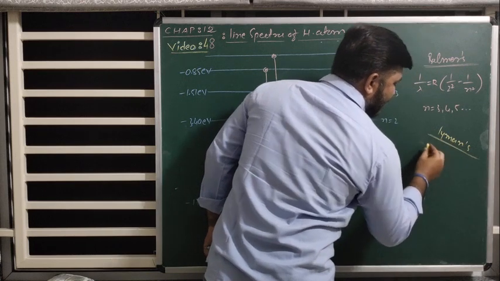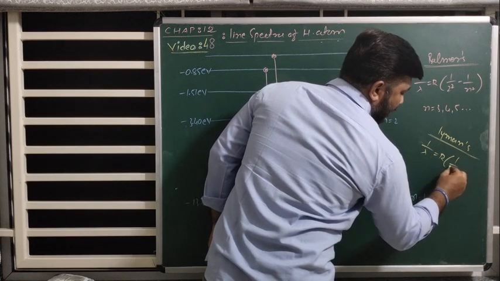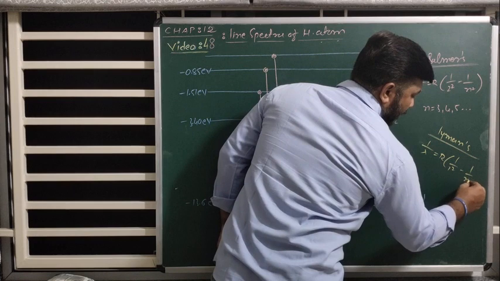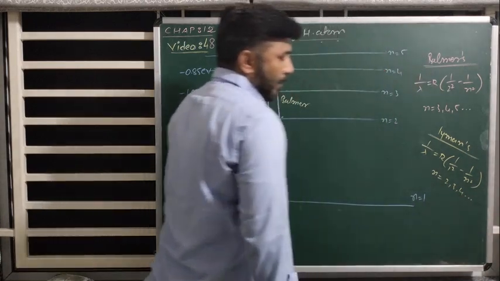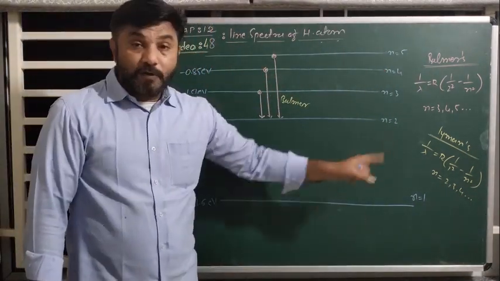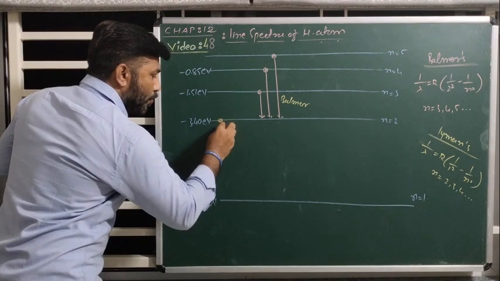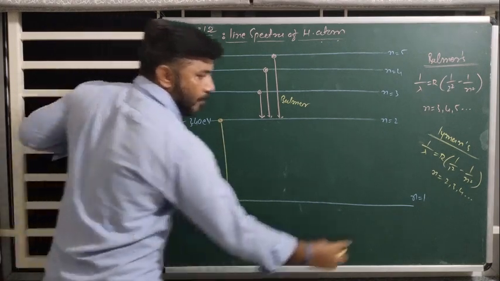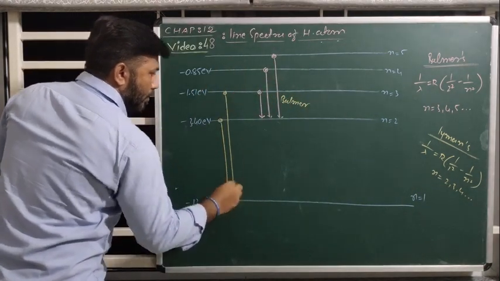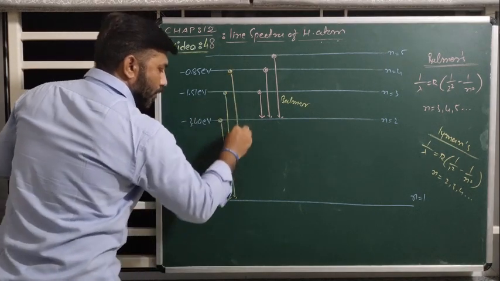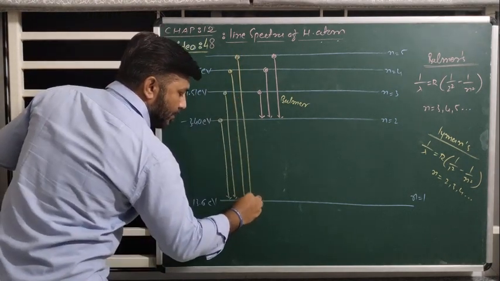then what was the Lyman's equation? 1 upon lambda is equal to R as it is, that is 1 upon 1 square minus 1 upon n square, where n value starting from 2, 3, 4 and so on. Means n is equal to 1, means up to ground state. So electron may transit from n is equal to 2 to n is equal to 1, or it may transit from 3 also, it may transit from 4 also, electron may transit from n is equal to 5 to n is equal to 1.